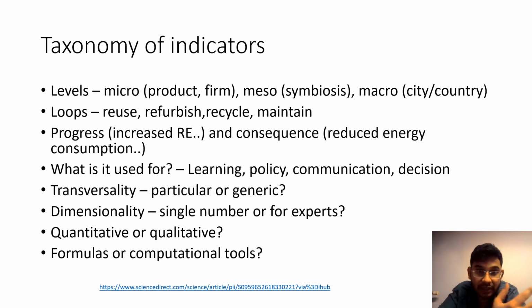So these are the set of questions that he has developed, and based on these he has delivered a taxonomy. To summarize again, it's about the levels, the loops, the progress or the consequence. Is it generic or particular? What kind of dimensionality does it provide? Is it quantitative or qualitative? And can I just plug in my values and use a formula, or do I need to go to a computational based tool? By asking these questions, he developed a taxonomy, and based on this taxonomy, we can get a set of indicators that is fit for our purpose.